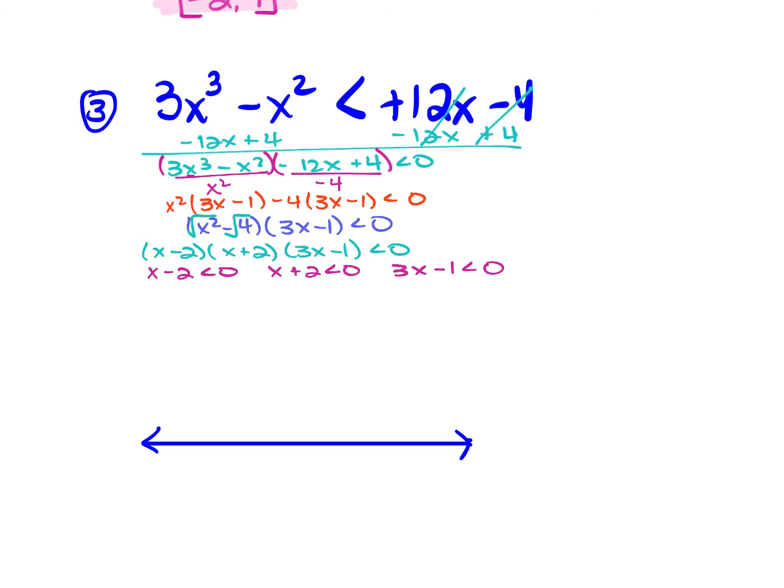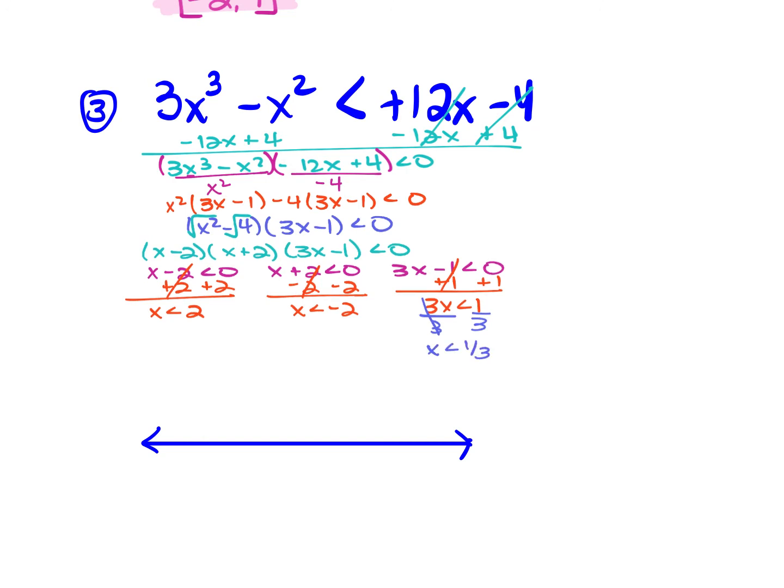For the x minus 2 is less than 0, add your 2 to both sides. You have x is less than 2. For your x plus 2 is less than 0, subtract your 2 from both sides. You have x is less than negative 2. Then for the 3x minus 1 is less than 0, add your 1 to both sides. You get 3x is less than 1. Then divide everything by the 3. You have x is less than 1/3.